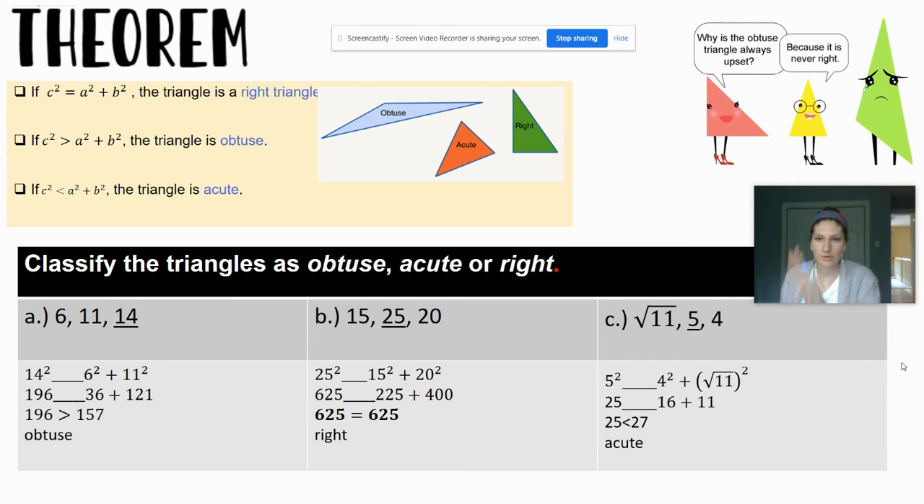So note in your notes, when you're given a type of question where you're asked to classify, you're going to be given 3 numbers. You need to first figure out what's the biggest number. That always has to be C. And the other 2 numbers, it doesn't matter which one you call A or B.